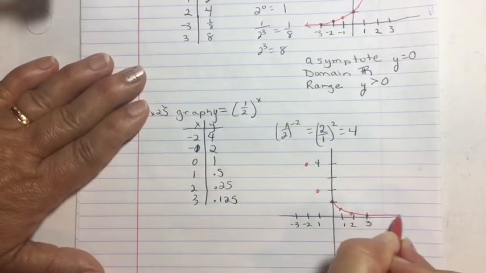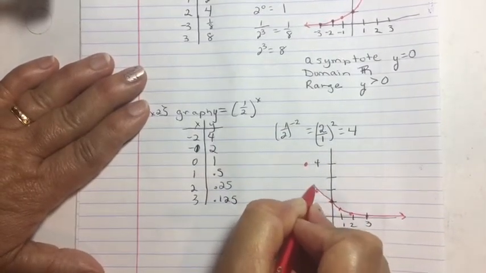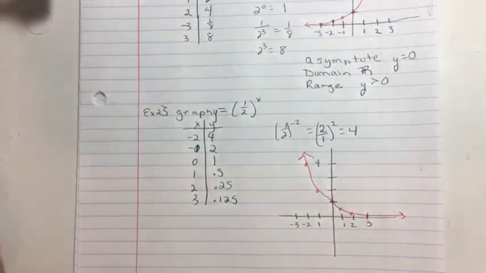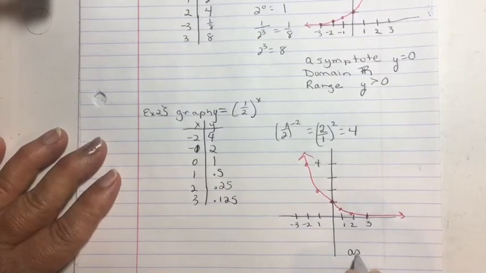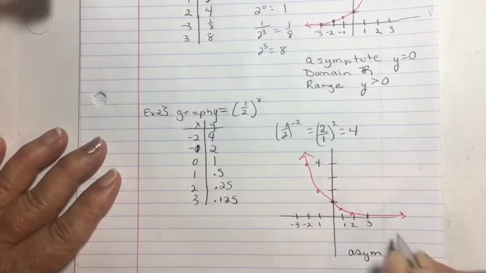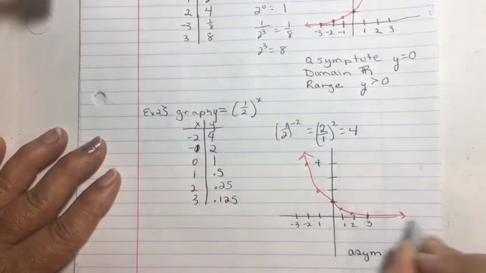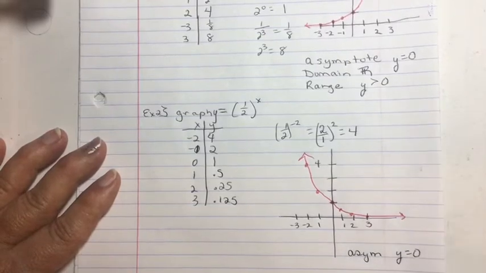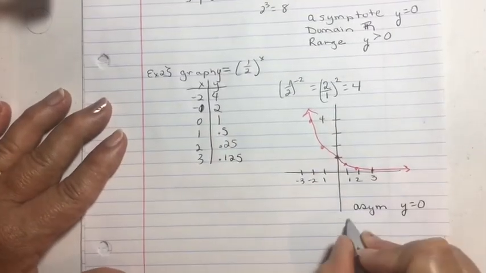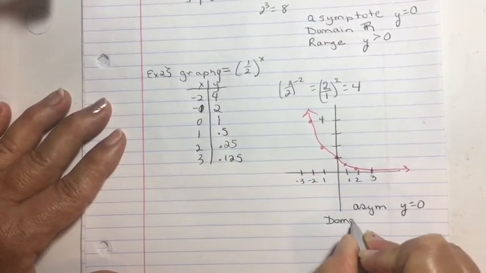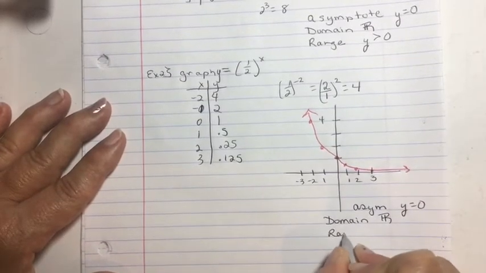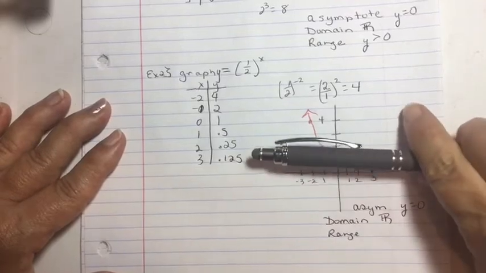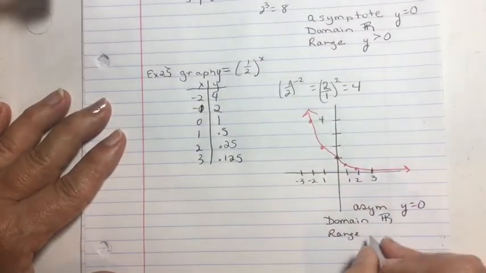Once again, it's going to approach the y and never quite touch. So it is going to have an asymptote of y, approaching the horizontal y equals 0. No limitations on the x, that's the domain. The range is always going up from the 0.